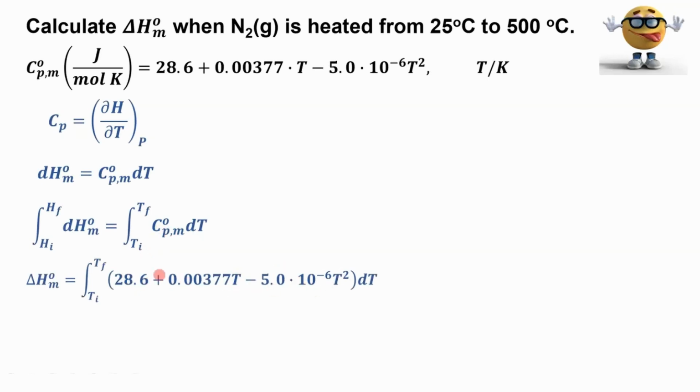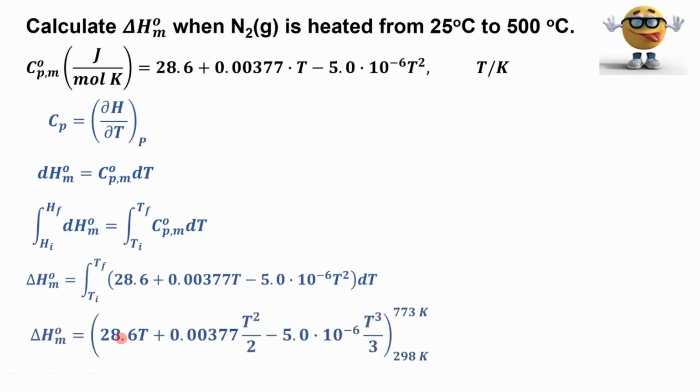And then from here, we have a polynomial. We can integrate this by using the reverse power rule to get the integral of this, and we're going to go from 298 Kelvin to 773 Kelvin. We got to convert everything to Kelvin.